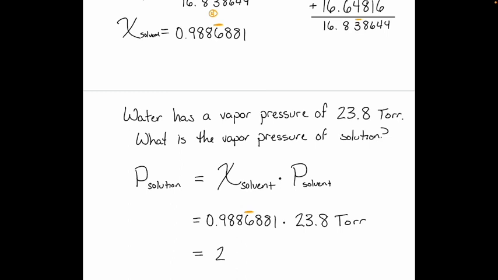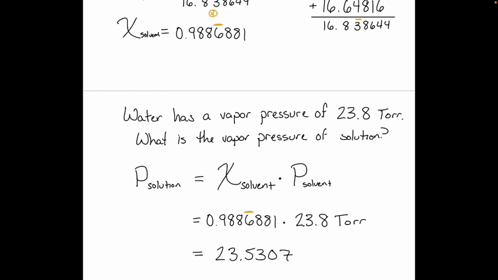Punch that into my calculator, 23.5307. What are my units here? Torr. Yeah, that mole fraction didn't have any units, so nothing really canceled out. So the units of the vapor pressure of my solution are just going to be whatever the units for my solvent were. All right, pressure is a little weird.